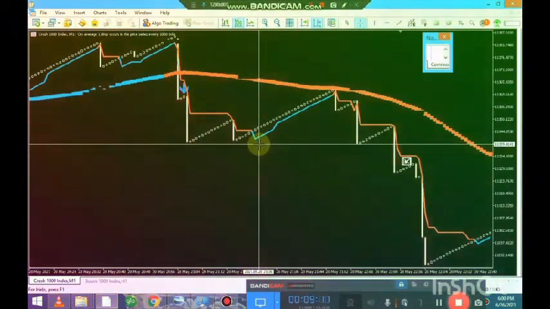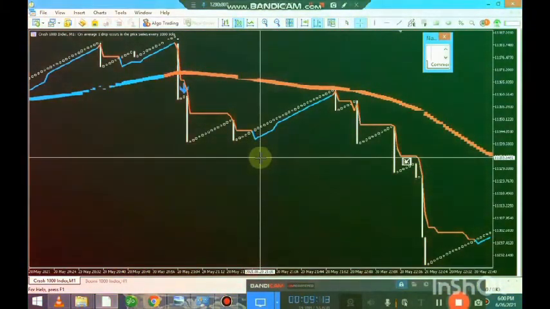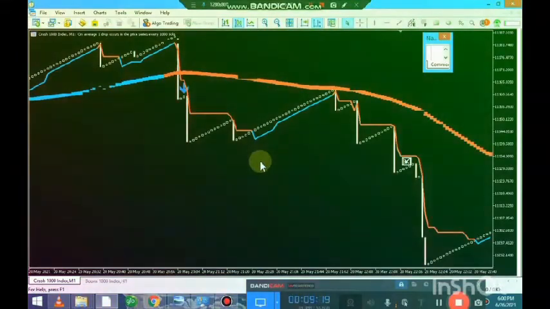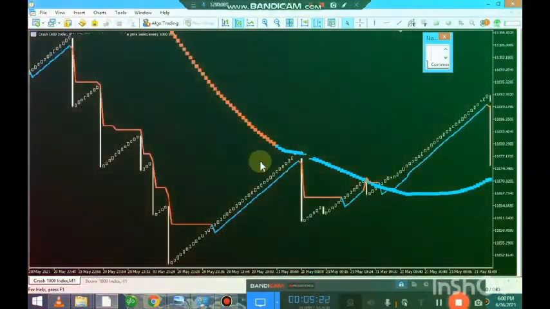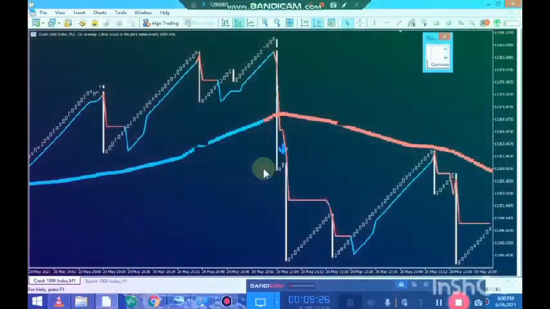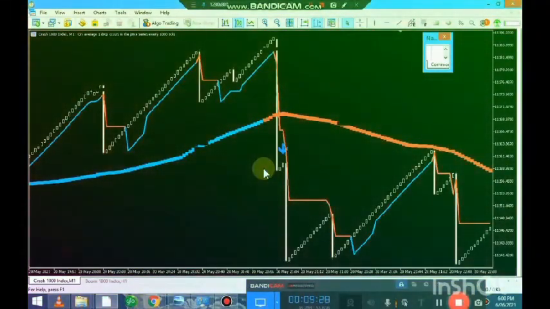So now let's just continue so that we can understand more. What are the things that you need to add to the chart? Number one, the trend. You can see the trend. The trend is a very good one. It will help you to buy when you need to buy and to sell when you need to sell.